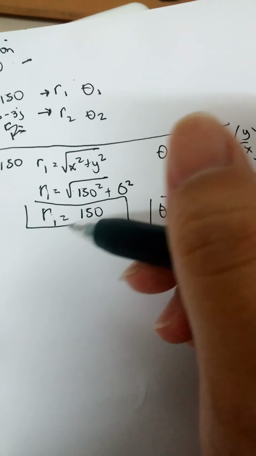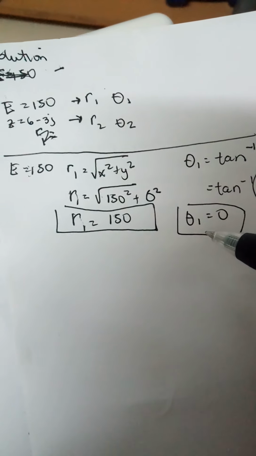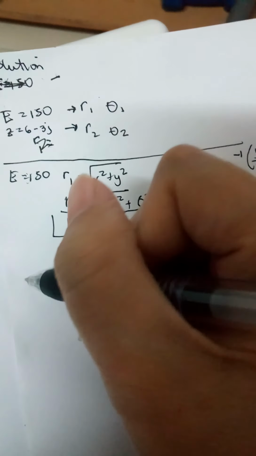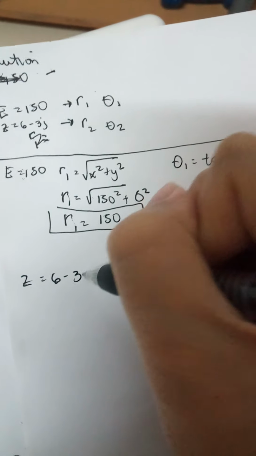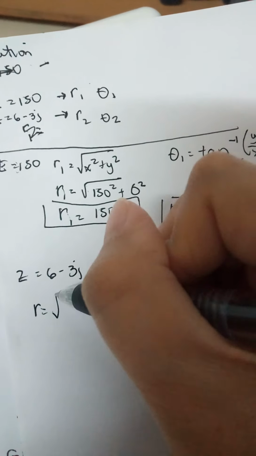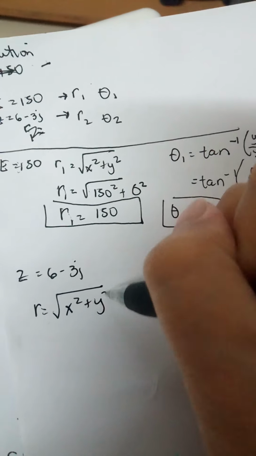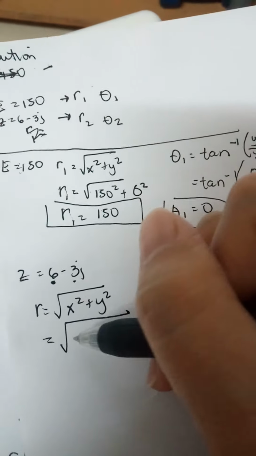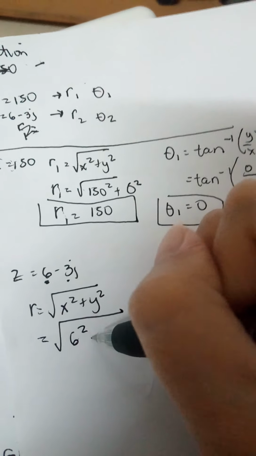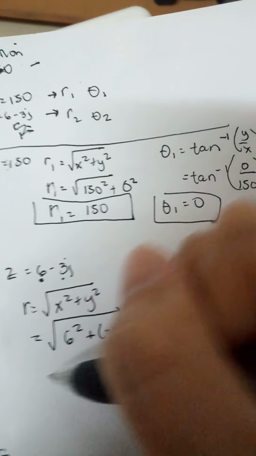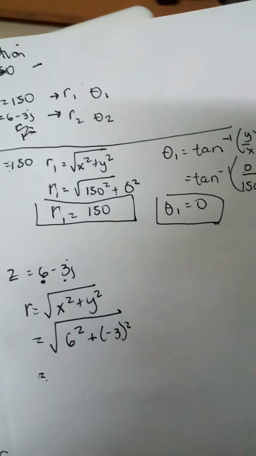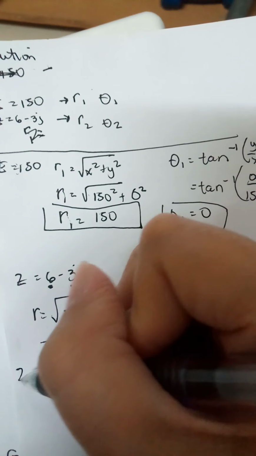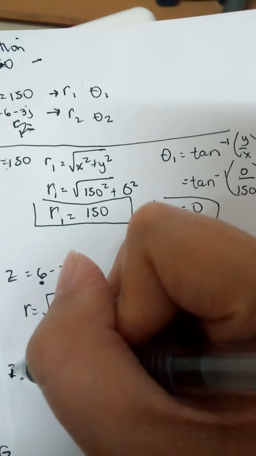Now, we're done with R1 and theta 1. Our goal now is to find the R2 and theta 2 in Z. So Z is equal to 6 minus 3J. R is equal to the square root of x squared plus y squared. As you can see here, 6 is x, negative 3 is y. So 6 squared plus negative 3 squared is equal to 6 squared is 36 plus 9. So 3 the square root of 5. So this is R2.